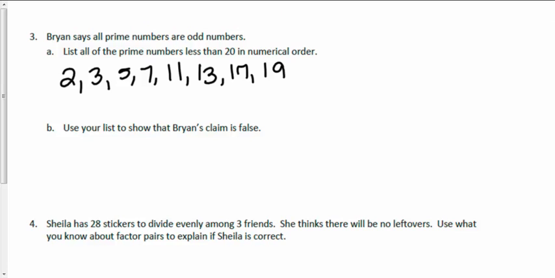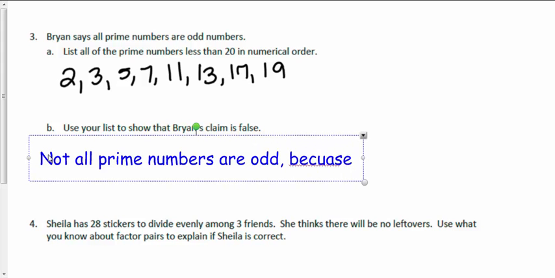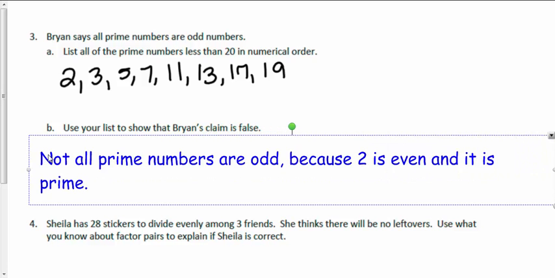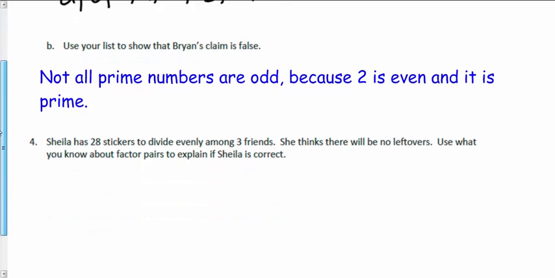So I'm going to type this because I can type a little bit neater than I can write with a pen. So I'm going to say, not all prime numbers are odd because 2 is even and prime. But I'll let you in on a little secret. 2 is the only prime number that's even. The rest are odd, but not all odd numbers are prime numbers. But 2 is the only prime number that's even.